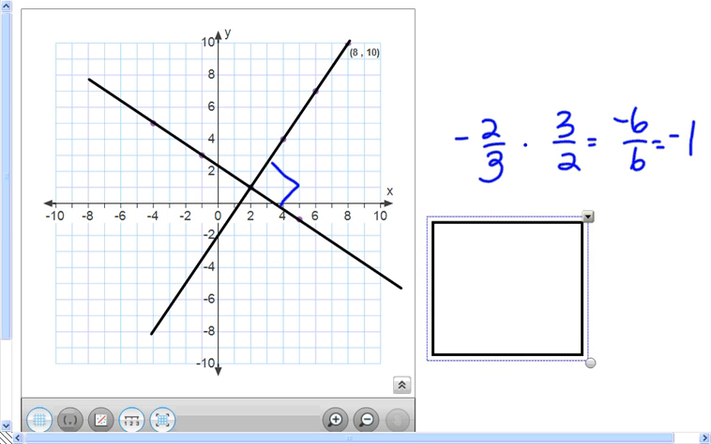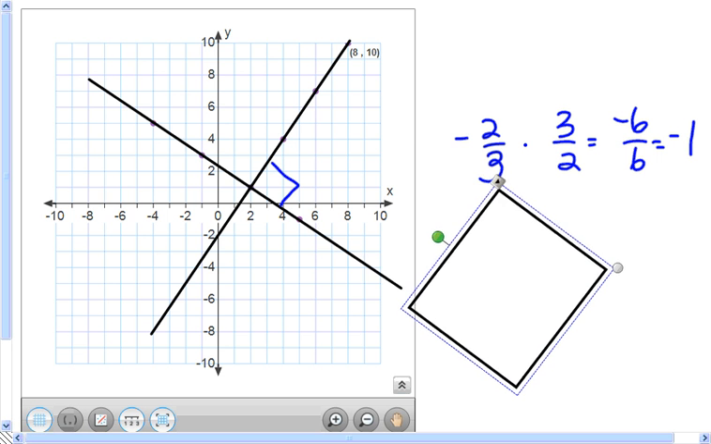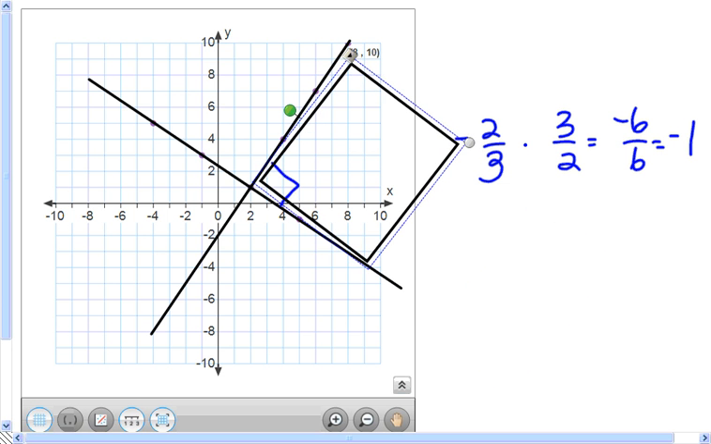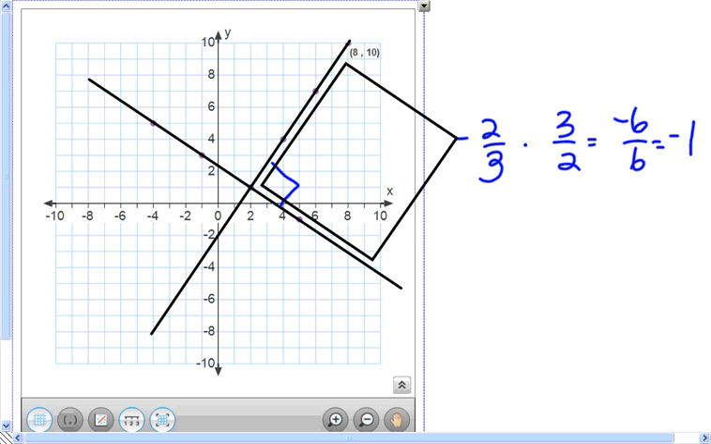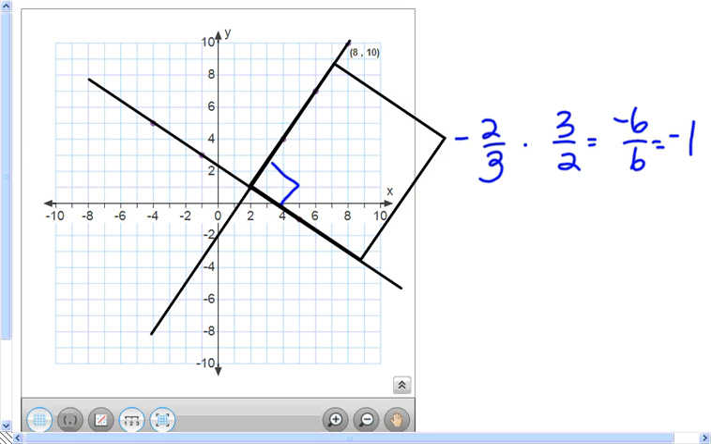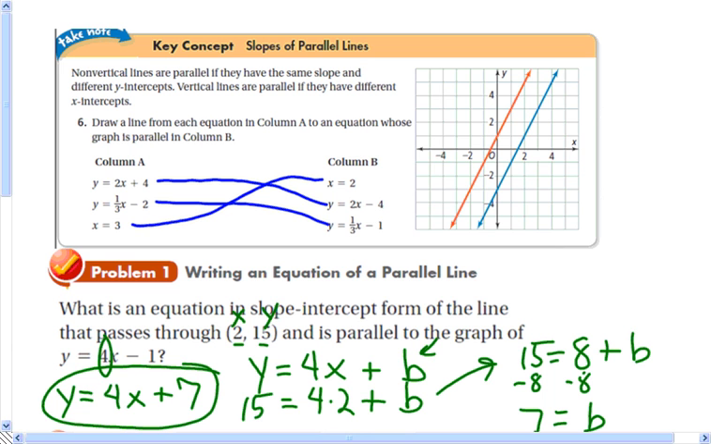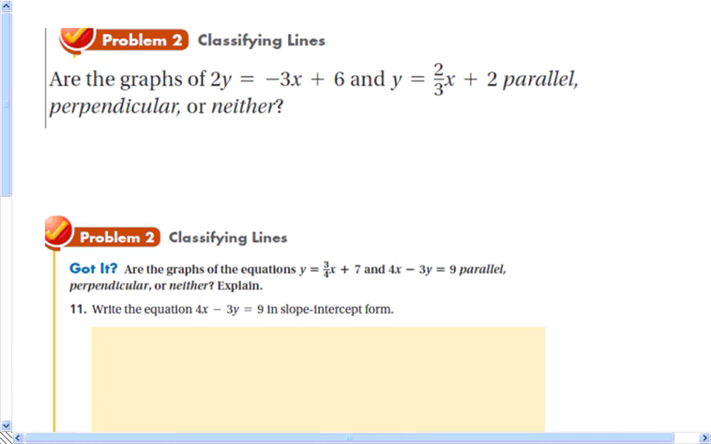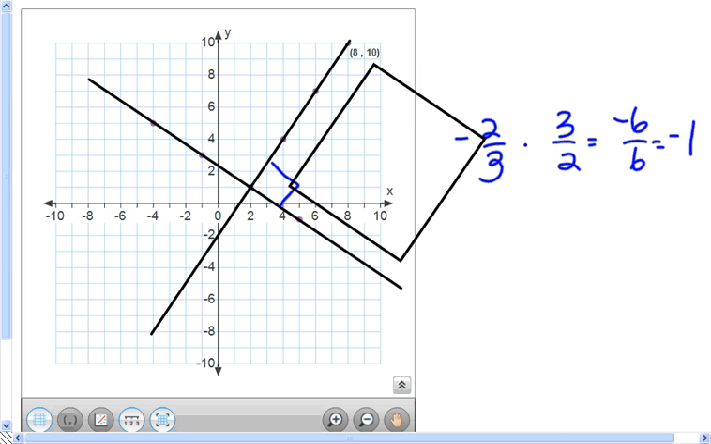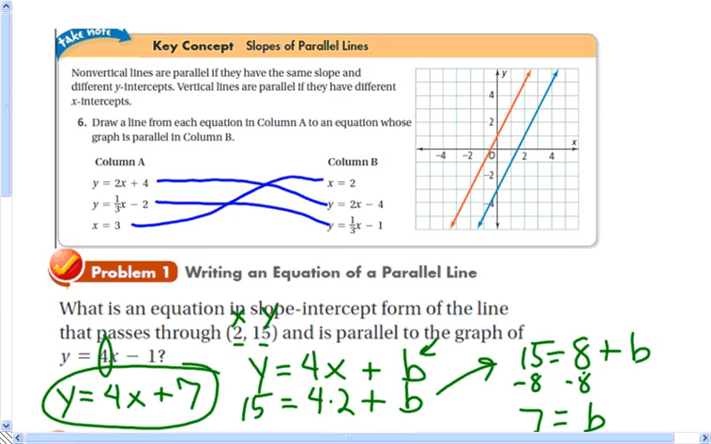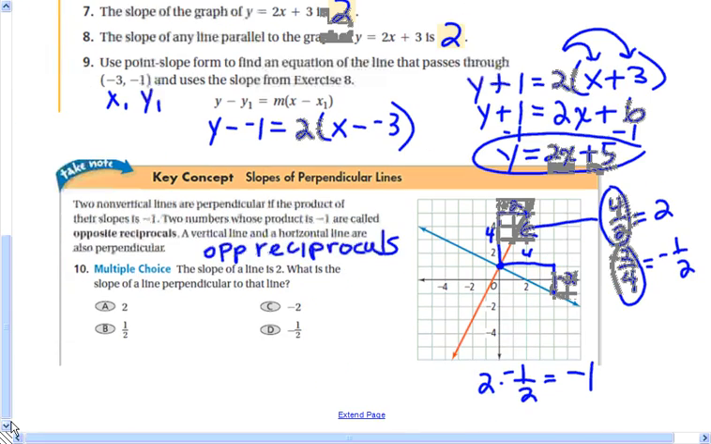And turn it so that it fits that angle just right. And we can see that those two lines form a 90-degree angle. So the idea here is that if you have two lines that have slopes that are opposite reciprocals, those two lines will be perpendicular.